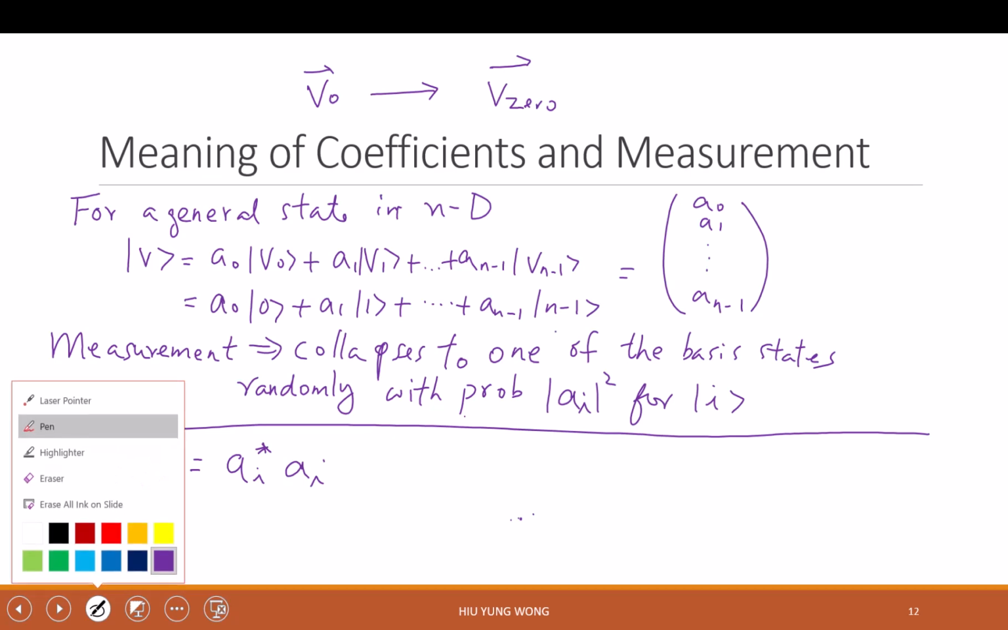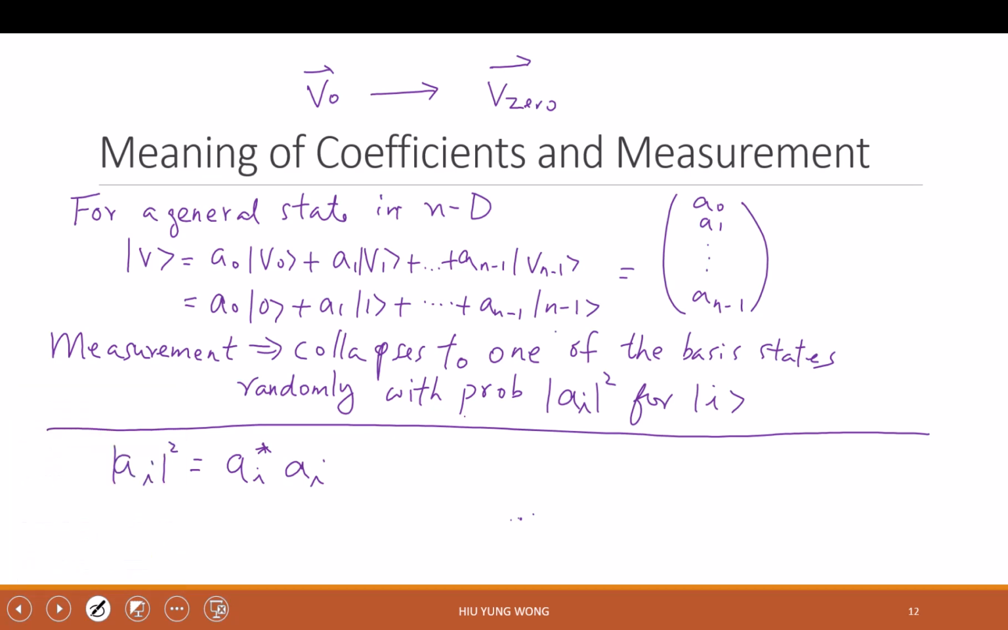Okay, so let's try two methods. Assume Ai equals 1 plus i divided by 2. So this is a problem, I actually should not have this example because it's not normalized. Oh no, it's okay because I did not say what it is. Okay, let's say Ai is 1 plus i over 2. What is Ai star? 1 minus i over 2. Again, the imaginary part is negated, right?